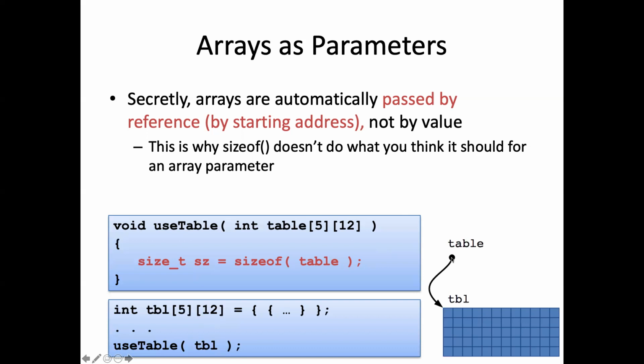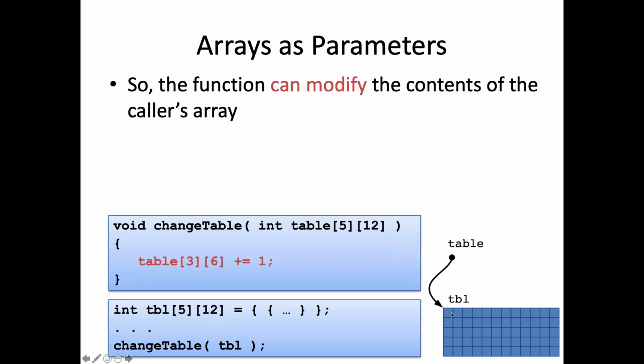The function doesn't get a copy of the whole table. This is why the sizeof trick doesn't work, because its table is really just a reference to the table that someone else already made. But it means that in the function, if you change what's in the array, you're really changing the caller's array. So the caller, whoever called the function, made a table, a two-dimensional array. We gave it to the function. If the function goes in and starts modifying its elements, it's modifying the same array that the caller created. So when we return from this function, we can see changes to the contents of that array.